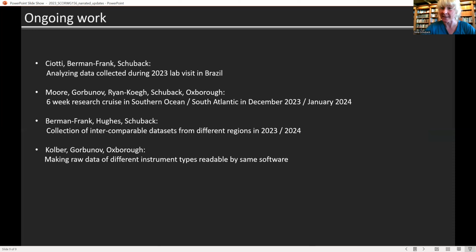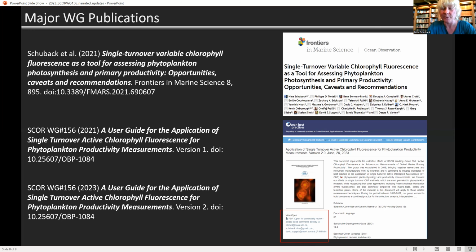Also in 21, we had the very first version of the user guide published, which was really just a small summary. And then we worked very, very hard in filling in the summary. And this year, I can't remember when, I think in June, we published the first full-length version on the Ocean Best Practices repository. It's a huge document. If you want to know anything about active fluorescence, just read this document.